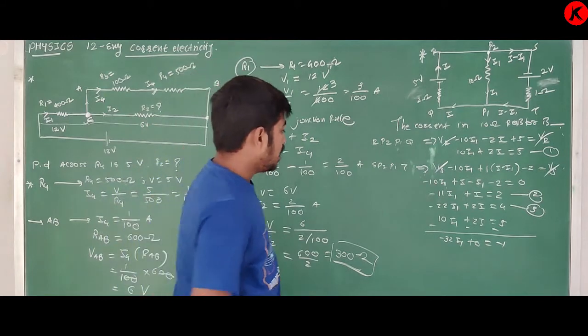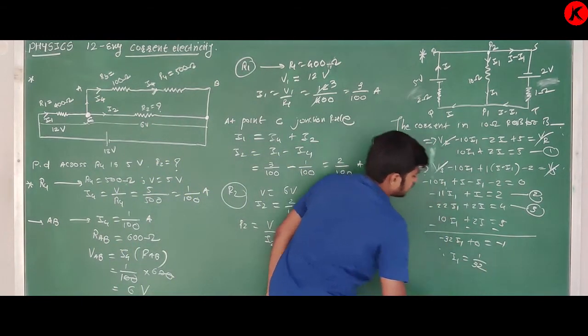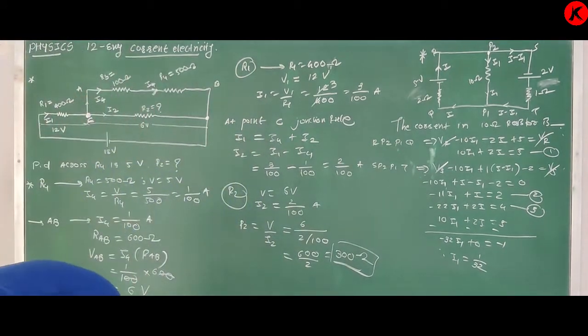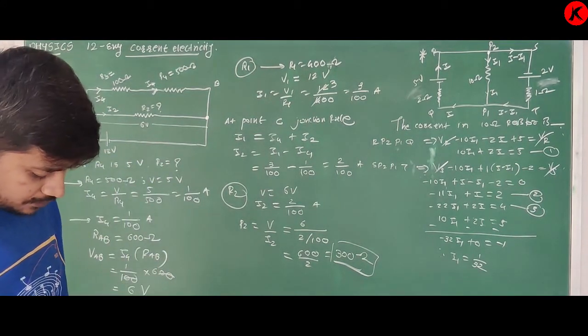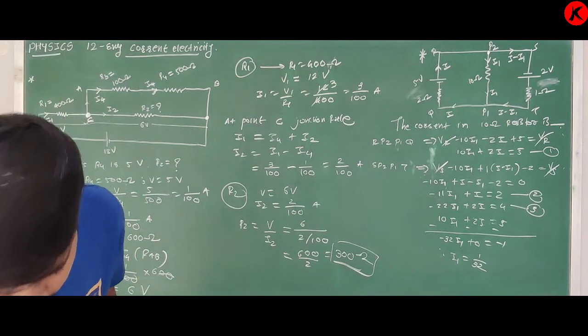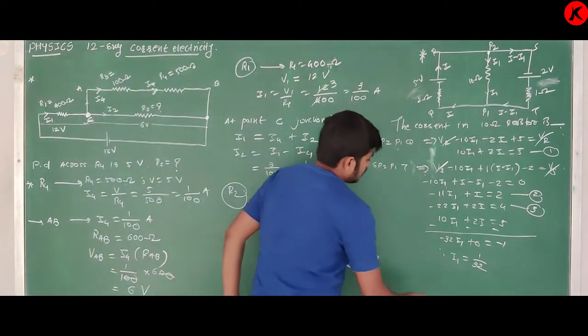Any doubt? So the minus signs cancel out. So I1 is equal to 1 divided by 32. And now we have to find what is 1 divided by 32. Yes, it is 0.03.